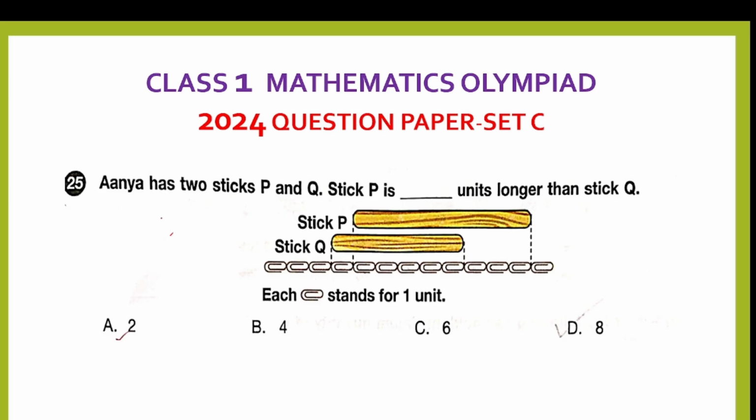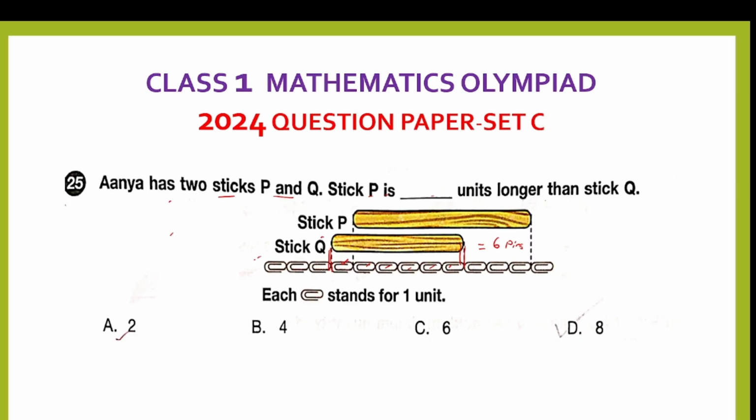Next question. Anya has two sticks P and Q. Stick P is dash dash units longer than stick Q. So we can find out the length of stick P and the length of stick Q. Q starts and ends here. So how many pins? There are 1, 2, 3, 4, 5, 6 pins.